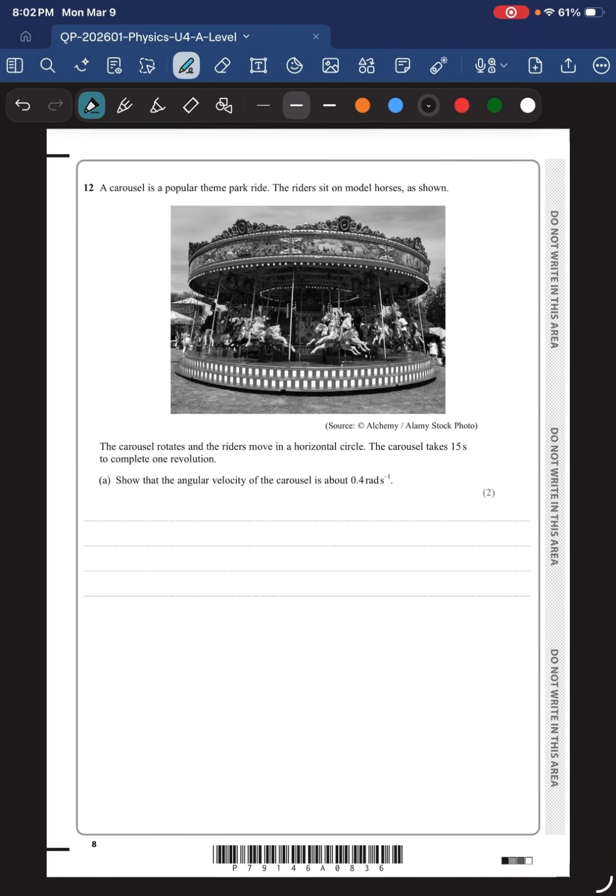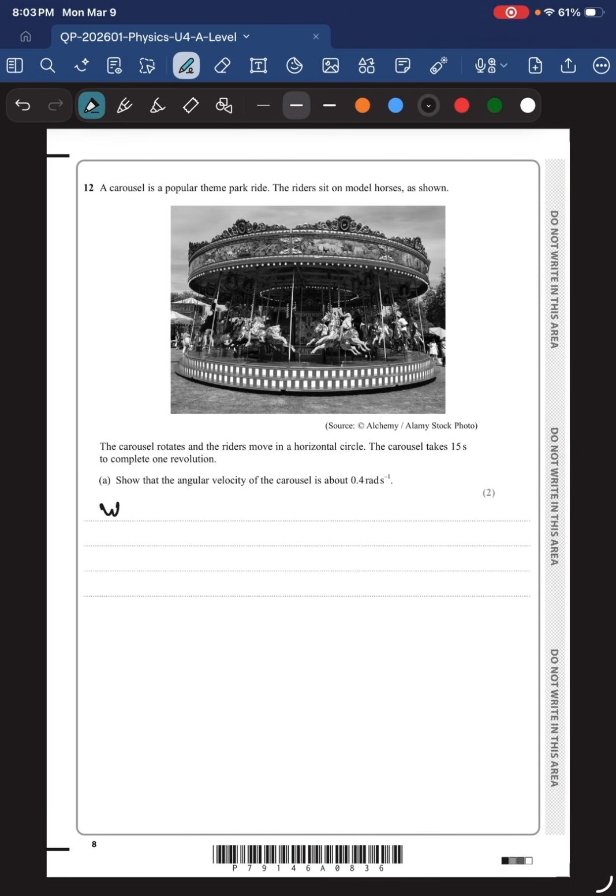A carousel is a popular theme park ride. The riders sit on model horses as shown. I haven't done this since 1653 AD. I'm kidding, it was a long time ago. So the carousel rotates and the riders move in a horizontal circle. The carousel takes 15 seconds to complete one revolution. Show that the angular velocity of the carousel is about 0.4 radians per second.